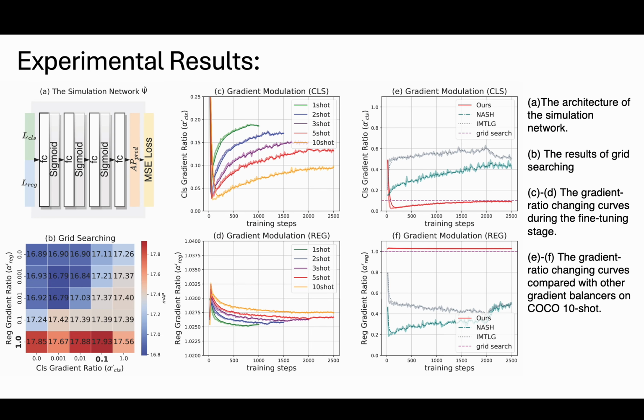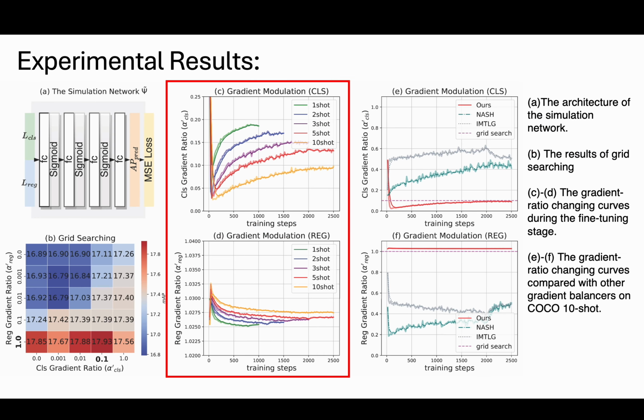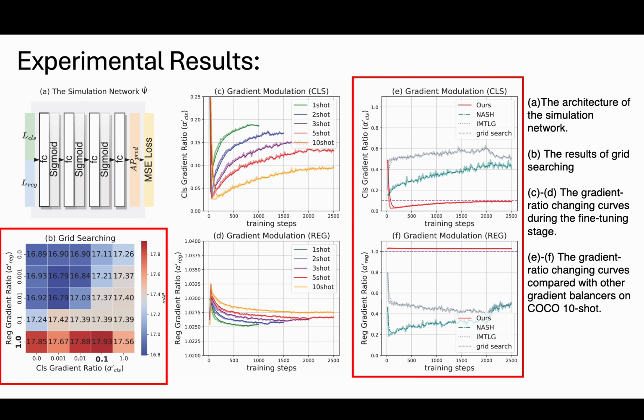Compared with other methods, our gradient balancer can adaptively generate different ratios for different few-shot conditions. Meanwhile, our results are surprisingly similar to the choice of grid searching. In contrast to grid searching, which employs time-consuming brute force searching, the gradient balancer provides a more time-efficient and parameter-efficient solution.